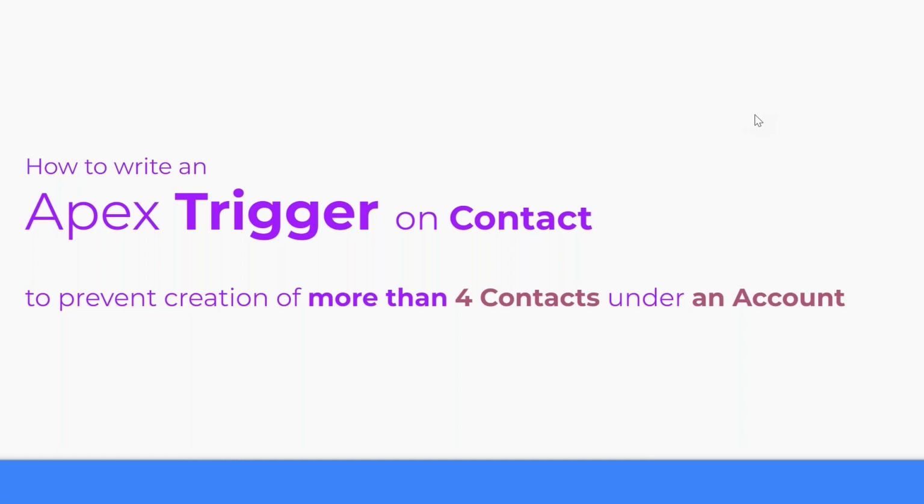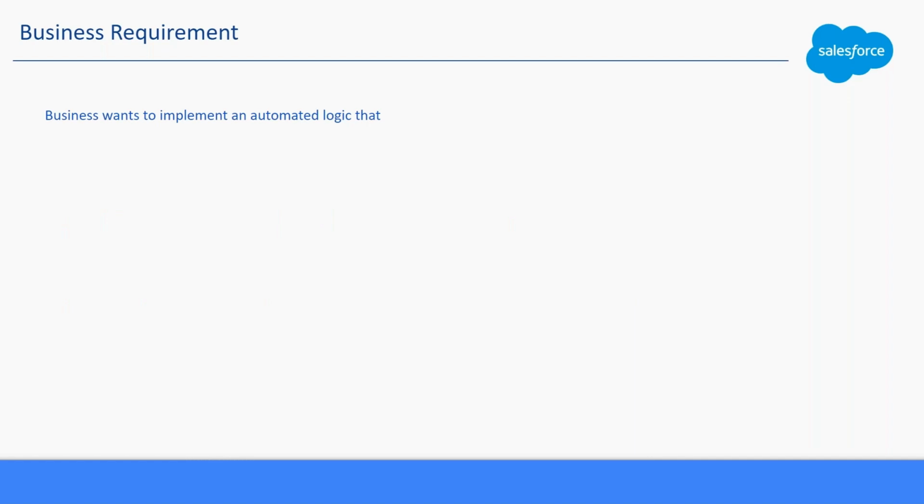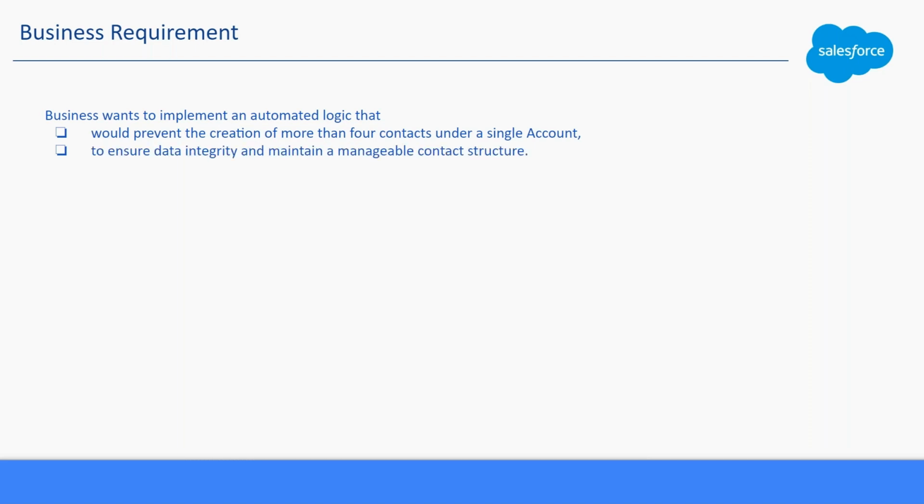So in this example, we are going to learn how to write an Apex trigger on the contact object. The purpose of this trigger will be to prevent creation of more than 4 contacts under an account. Quickly talking about the business requirement, the business wants to implement an automated logic that would prevent the creation of more than 4 contacts under a single account. And this is being done to ensure data integrity and maintain a manageable contact structure.